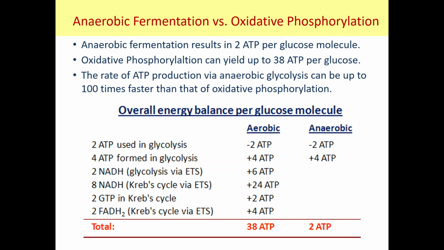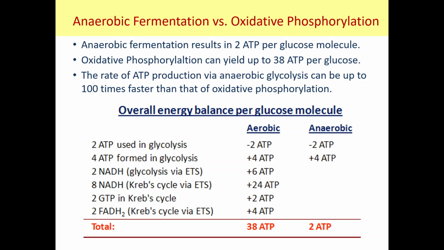Anaerobic fermentation results in 2 ATP per glucose molecule, and again, anaerobic fermentation is a process that usually occurs in muscle cells when we are undergoing high intensity activities, or in yeast cells, as yeast usually carries out anaerobic respiration or fermentation in the wine producing process. While oxidative phosphorylation basically refers to aerobic respiration.